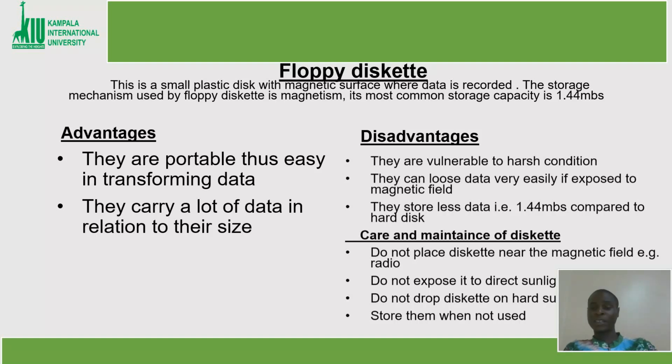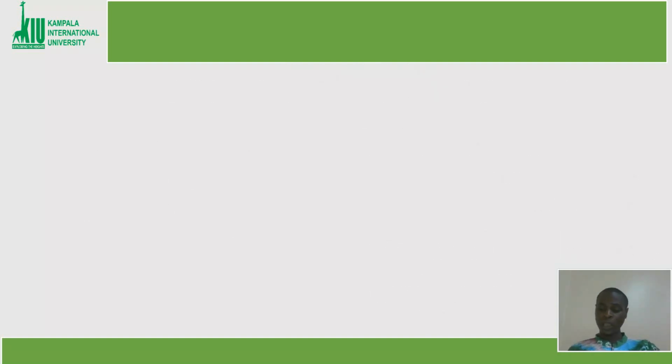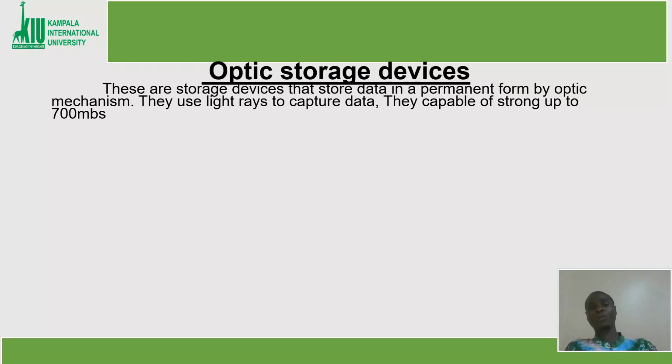Number one, do not place diskettes near magnetic fields, e.g., a radio. Next, do not expose them to direct sunlight for long. Next, do not drop diskettes on a hard surface like rocks. Next, store them when not in use. Next, I'm going to explain more about optic storage devices. These are storage devices that store data in a permanent form by an optic mechanism. They use light rays to capture data. They are capable of storing up to 70 MBs.